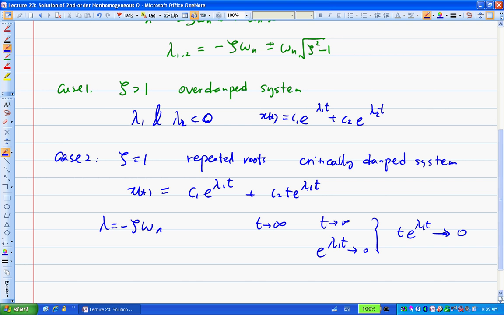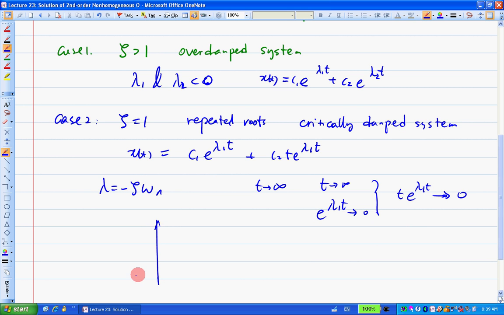So now you can see there's still no oscillation, right? There's no sine, cosine getting involved here. So if I have an initial condition, let's say x(0) equal to 3, and initial velocity, let's say just 0, then the typical response based on this initial condition is going to be like this. Still no oscillation, right?